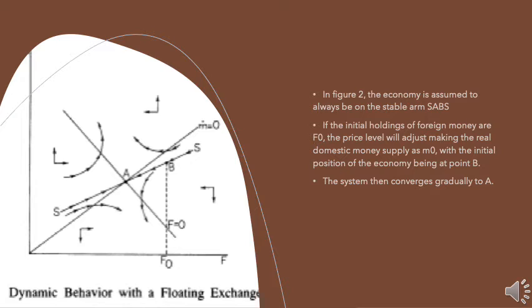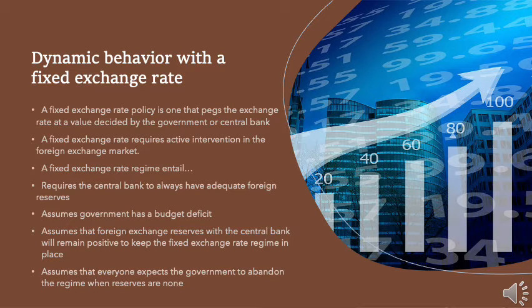As less investment is made in foreign money and more domestic money is created to finance the deficit budget, the system converges gradually to point A. At some point in time, this will lead to a balance of payment crisis. Now, looking at the flip side, how does the fixed exchange rate regime lead to a balance of payment crisis?